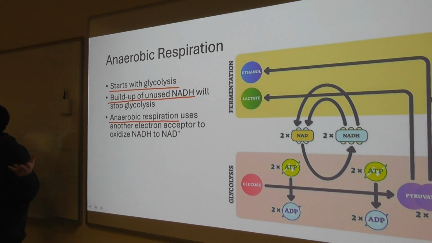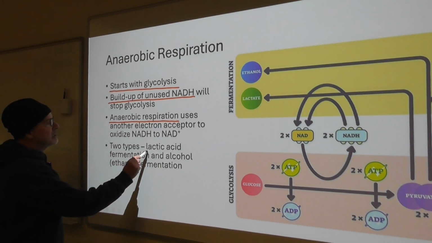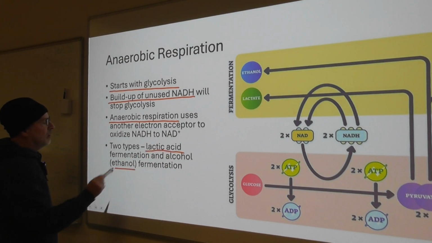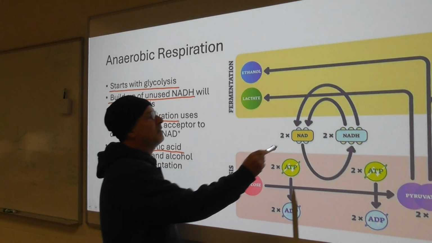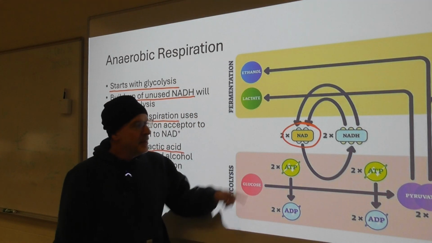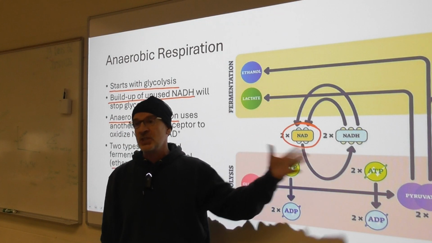It's not oxygen, it's something else. There's 2 possibilities that we can use that ultimately end up oxidizing this NADH. One is lactic acid, and one is ethanol. Well, those aren't the acceptors, those are the final products. So those are the 2 types of anaerobic respiration. And I'll show you the details of that, but you don't need to really understand the details. It just might help your mental picture. The whole point of anaerobic respiration is to make more of this. We need this so that glycolysis can continue. If we don't have this, glycolysis will stop, it gets jammed up.